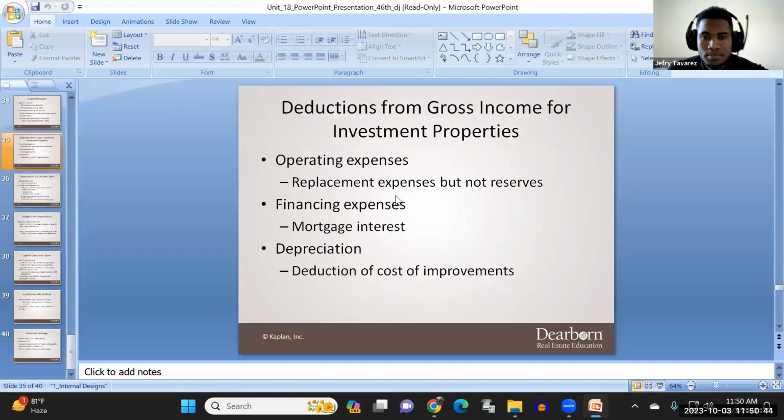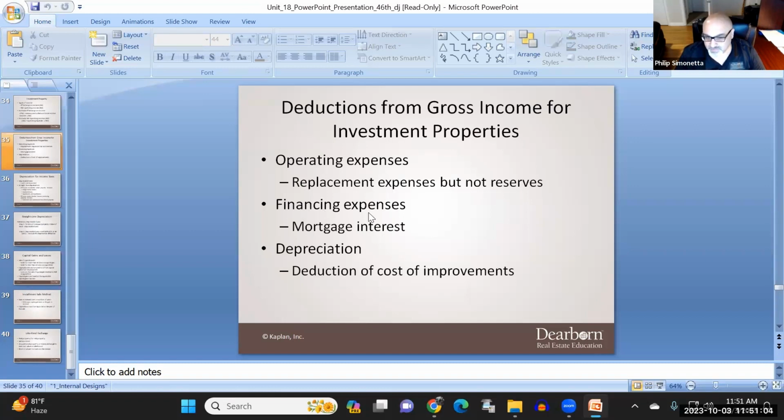Now let's look at the deductions from gross income for investment properties. Remember, you have operating expenses. That's your replacement expenses, but not reserves, right? That wouldn't be the money you're putting away for the roof, right?